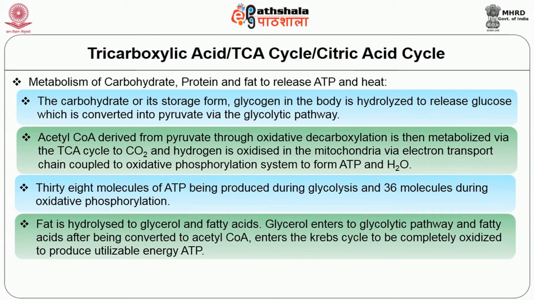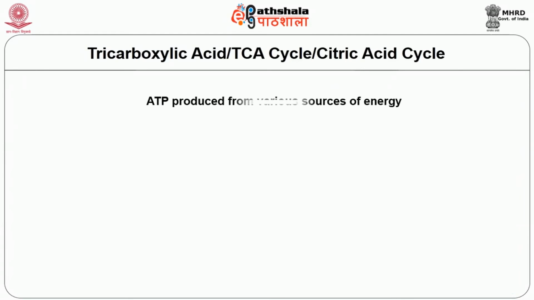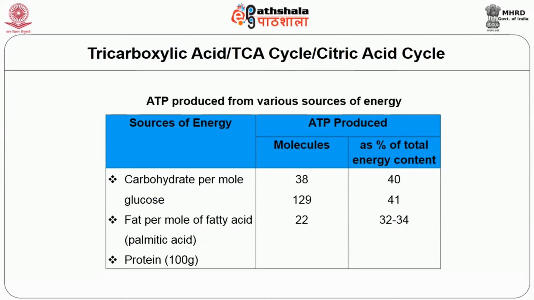The fat is hydrolyzed to glycerol and fatty acid. Glycerol enters the glycolytic pathway, and fatty acid, after being converted to acetyl-CoA, enters the Krebs cycle to be completely oxidized to produce utilizable energy in the form of ATP. Protein after hydrolysis yields amino acids, which after oxidative deamination and transamination enter the Krebs cycle as keto acids to be further oxidized. This table shows the ATP produced from various sources of energy in terms of carbohydrate.